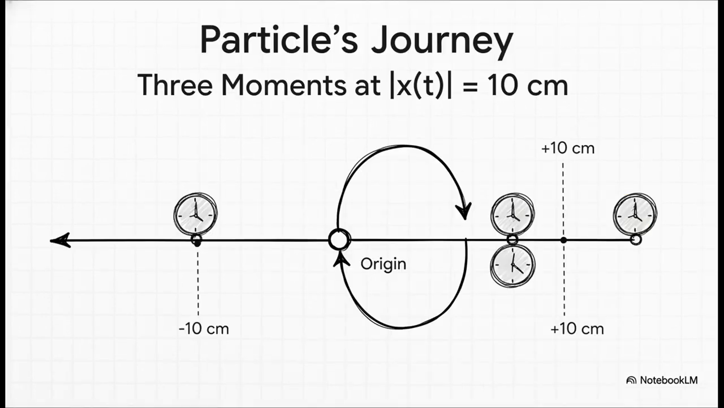And check this out. This is a perfect example of why finding that turning point was so important. When we solve the math, it's a quadratic equation, we get not 1, not 2, but 3 different times. Think about it. It passes 10 centimeters on the way out, then it turns around and passes 10 centimeters again on the way back, and then it keeps going, crosses the origin, and hits negative 10 centimeters. 3 different moments in time.